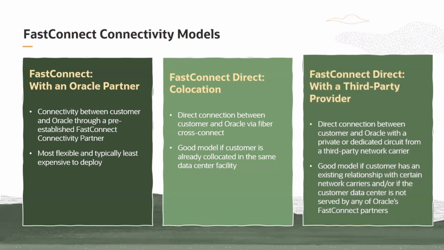The third option is FastConnect Direct with a third-party provider. Here you work with a network carrier of your choice to get a physical connection from your data center to the FastConnect location. This is a good model if you are already working with a network carrier and if your data center is not being served by any of Oracle's FastConnect partners.